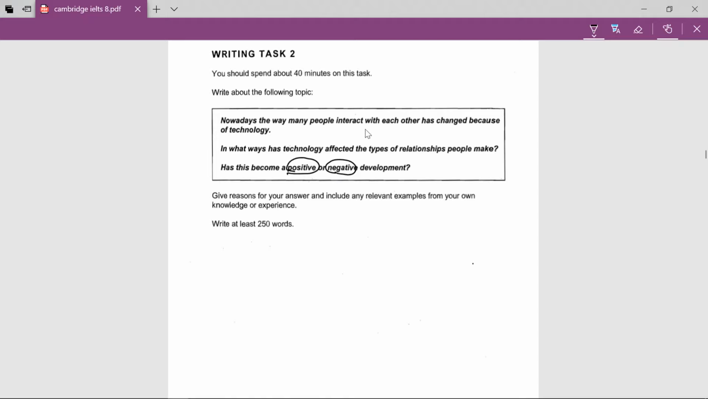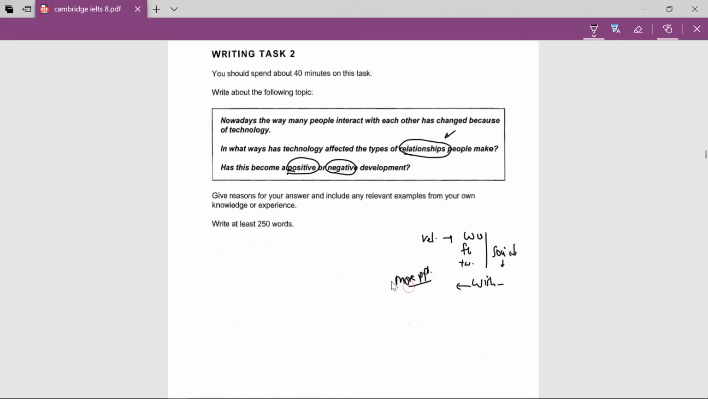Nowadays, the way people interact with each other has changed because of technology. In what ways has technology affected the type of relationships people make? So let's talk about relationships. Okay. If I have to talk about relationships because of technology, well, people are able to relate through WhatsApp, through Facebook, through Twitter, so social media is there. Plus, we are able to interact with each other in an easy way. We wish each other on birthdays and all, which means more people are now connected.